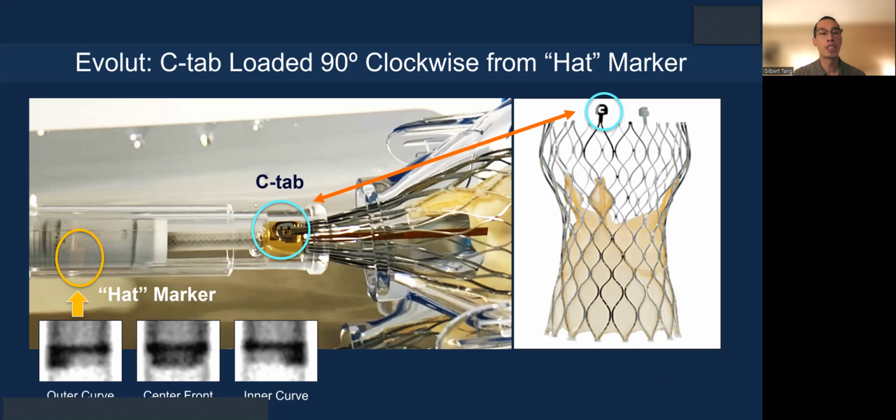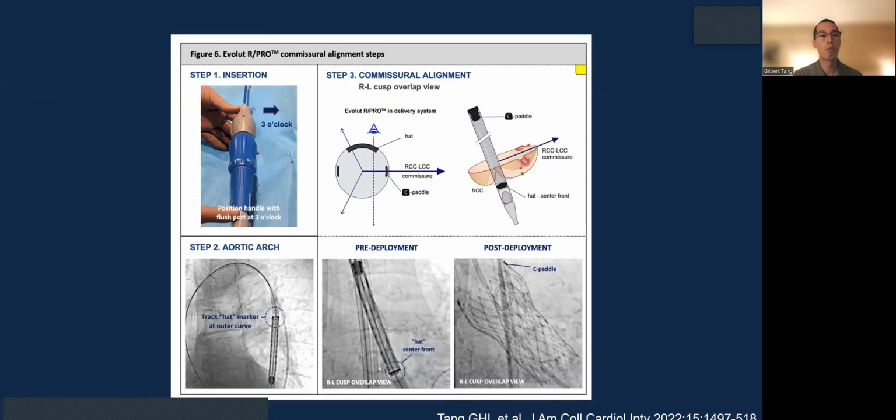With the Evolut system, the C-tab is located 90 degrees from the head marker. You can see the relationship here. So the ideal rule is to have the head marker at the outer curve on an LAO projection. And this is how it works. You can see that with flush at 3 o'clock, your head marker will be at the outer curve at the descending aorta, and it continues to track at the outer curve. And when you cross to the annulus, when you rotate to the Cusp Overlap view, the head marker should be facing you directly most of the time. And you can see after release, the commissural alignment usually faces the right side of the screen in the Cusp Overlap view.